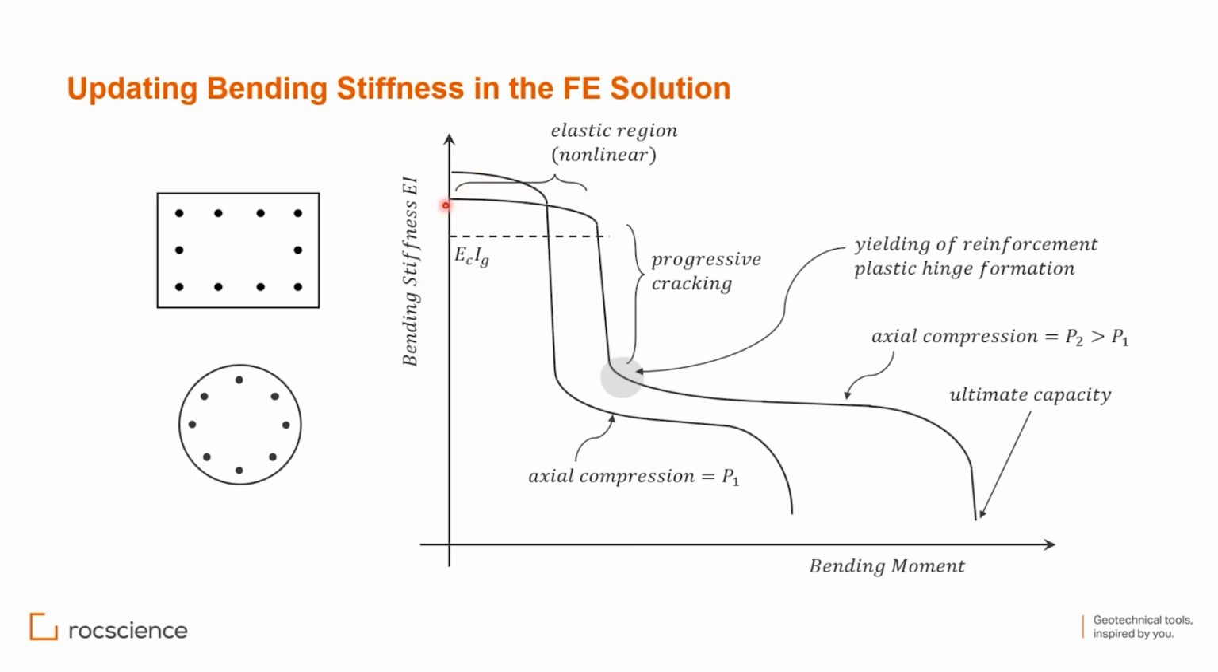That is what RSPile does for updating. It calculates the bending stiffness for you in each step of loading. And each section, through the depth of the pile, has a different axial load, right? Because if you put some load at the top of the pile, you will get less load with depth because of the soil resistance. By the way, this is the elastic modulus of concrete multiplied by I gross. This is what is usually used in elastic analysis of reinforced concrete piles.